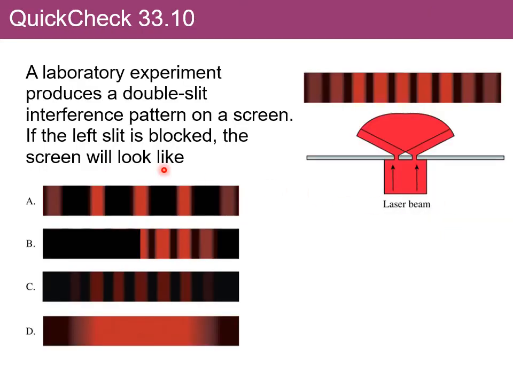A laboratory experiment produces a double slit interference pattern on a screen. If the left slit is blocked, the screen will look like pattern A, B, C, or D. The answer is D. B is simply half the original double-slit interference pattern, which is clearly not correct. But can you reason why it is not A or C?